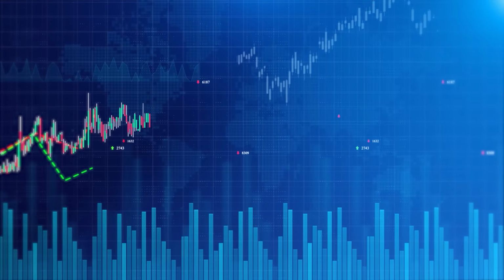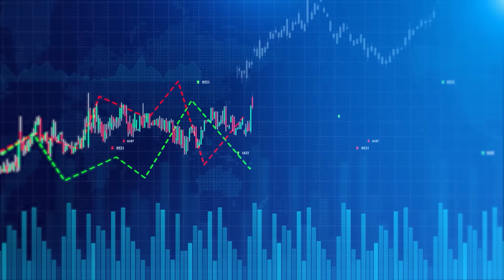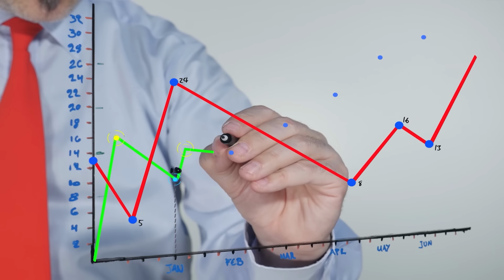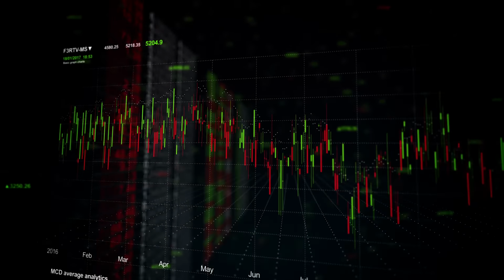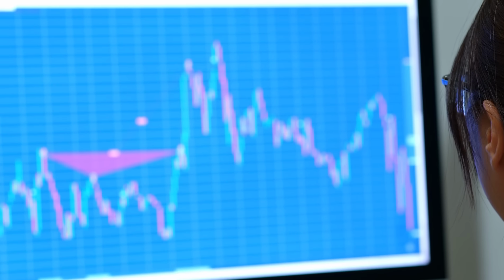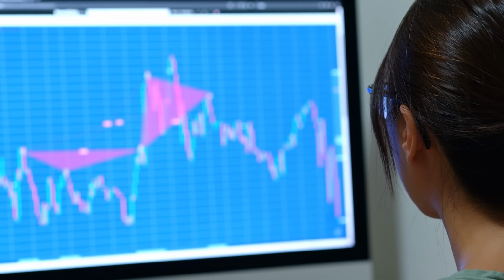First up, let's talk about technical analysis. This is all about studying past market data, primarily price and volume, to predict future price trends. It's a bit like trying to predict the weather based on past patterns. Technical analysts use tools like charts and indicators to identify patterns that can suggest future activity. They look at things like moving averages, support and resistance levels, and various indicators and oscillators.